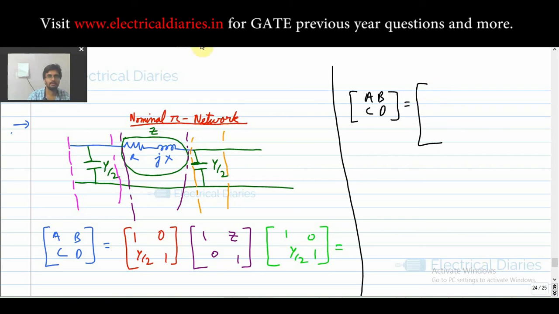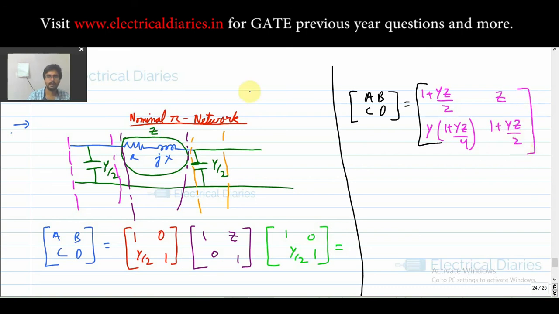1 plus YZ by 2. This is your A. Okay, B is your Z. C is your Y times 1 plus YZ by 4. Okay, and D is 1 plus YZ by 2.